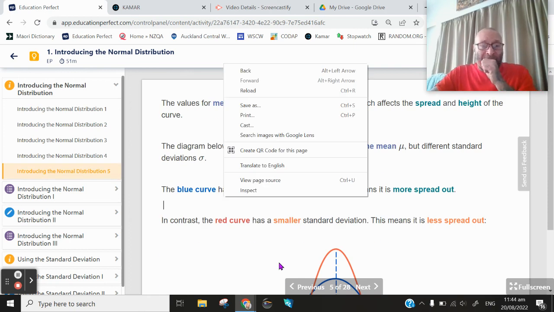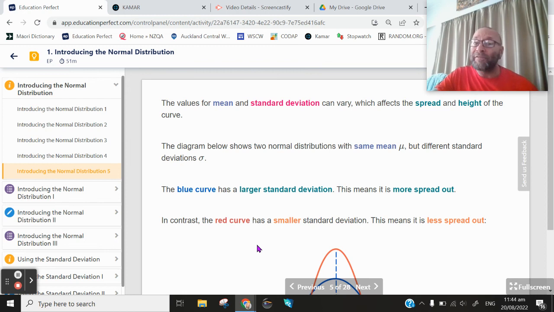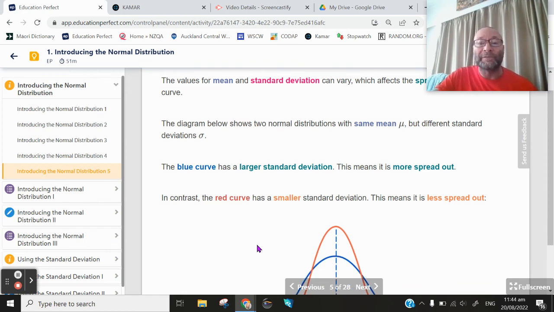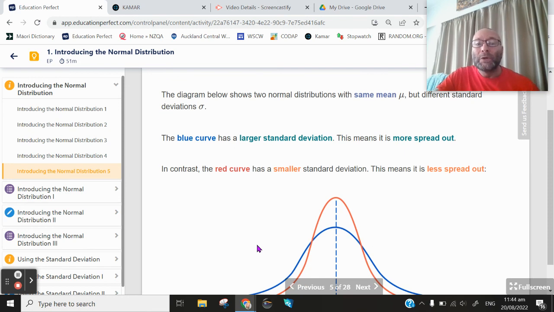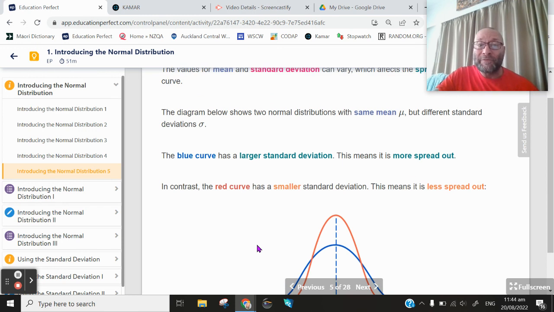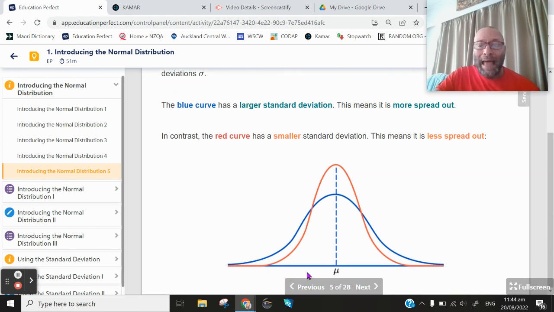Now, the values for mean and standard deviation can vary, and that affects the spread and the height of the curve. The diagram below shows us two normal distributions with the same mean but different standard deviations. The mean is here in the middle, and remember that this is simply a ruler, a scale, a number line. Now the blue curve has a larger standard deviation. The reason why: the blue curve is wider, so it's more spread out, and as we said, standard deviation is a measure of spread. The red one, since it's narrower, is less spread out, so we can say the red curve has a smaller standard deviation, but they both have the same mean, and that mean is right in the middle.